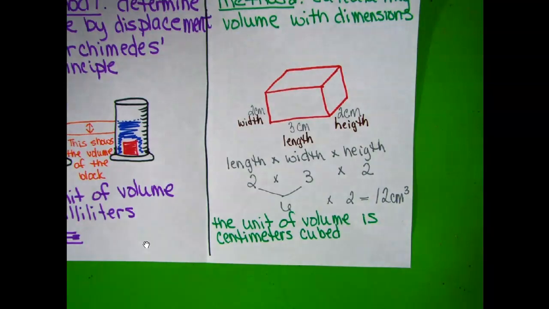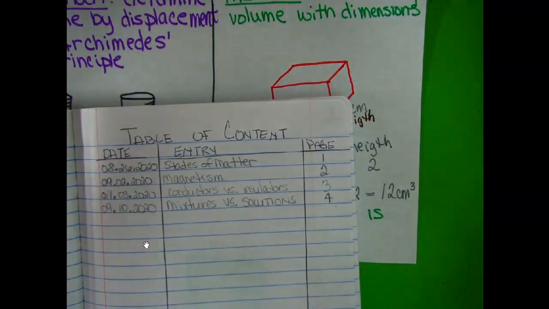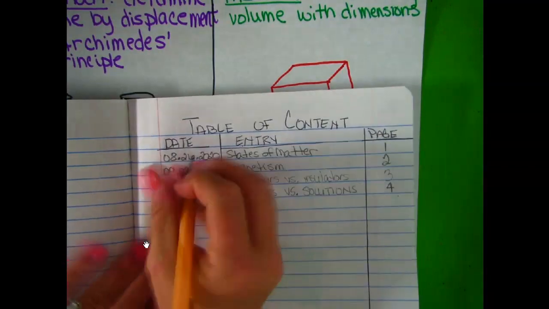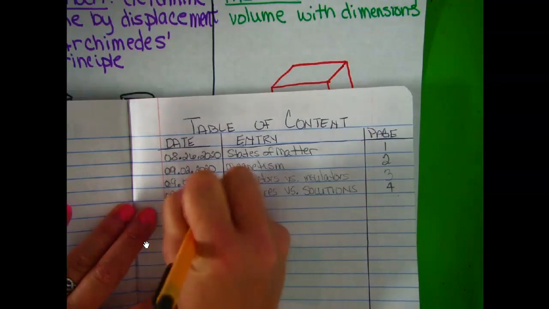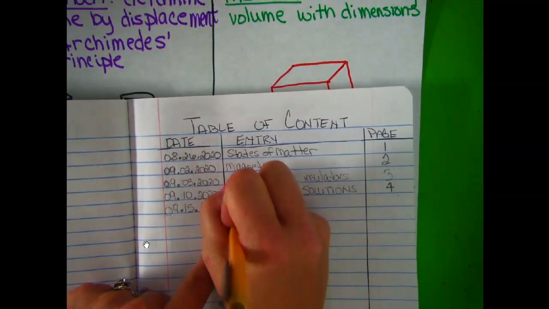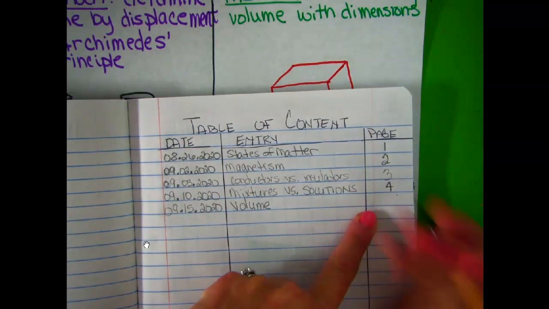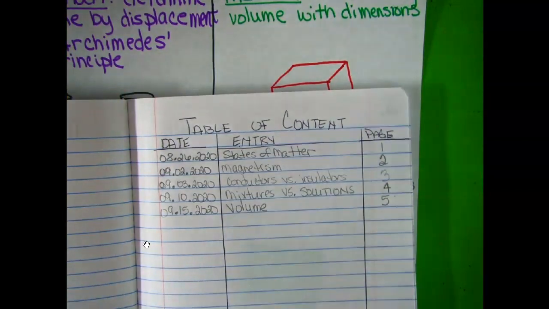I found it. So, in your journal, this is going to go on page 5. So, today's date is September 15th. So, I'm going to write 09/15/2020. And this entry is volume. And we are going to glue it on page 5. On page 5. And it's the same thing.